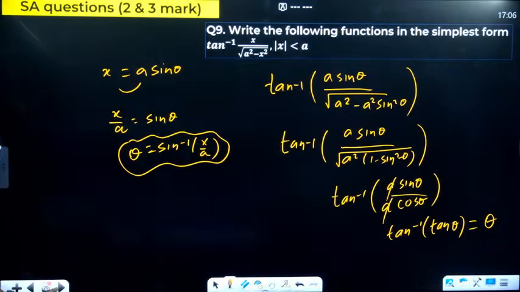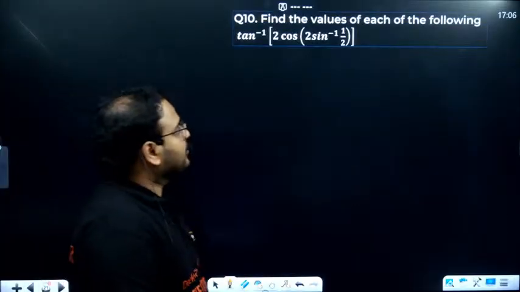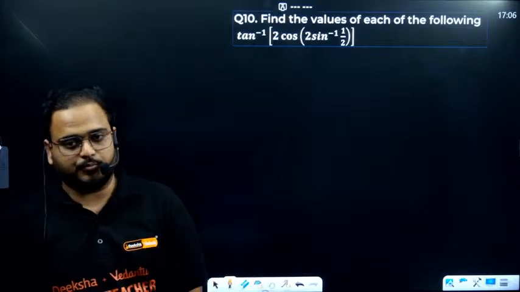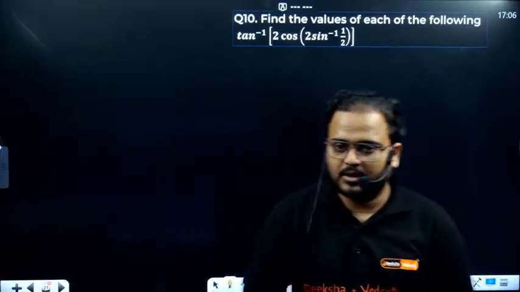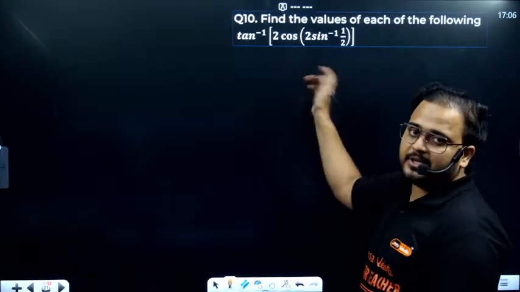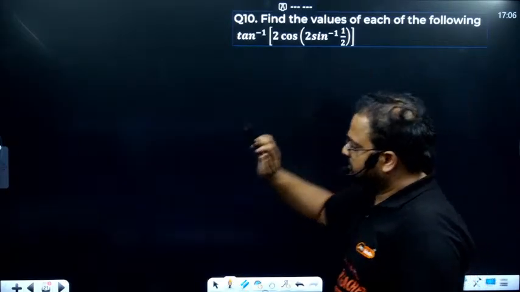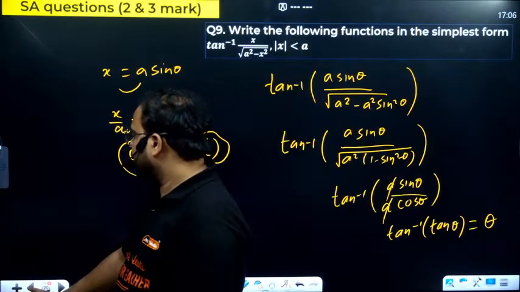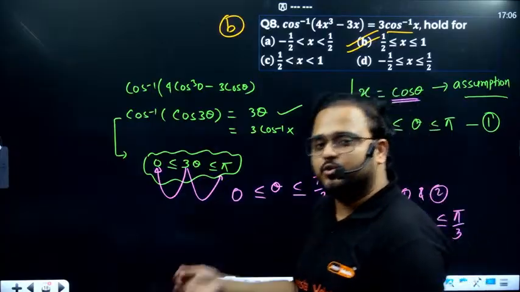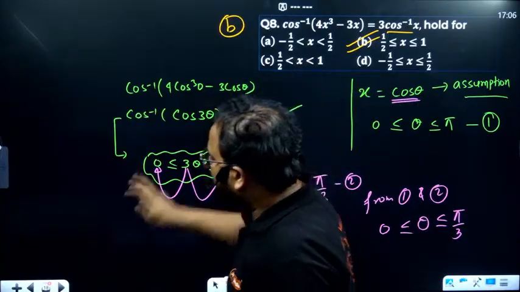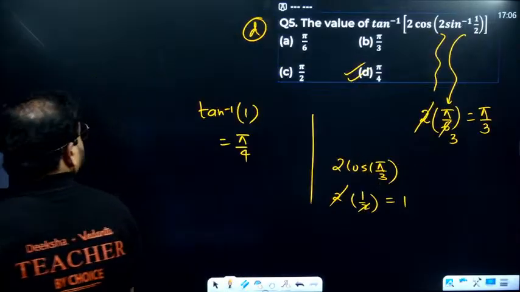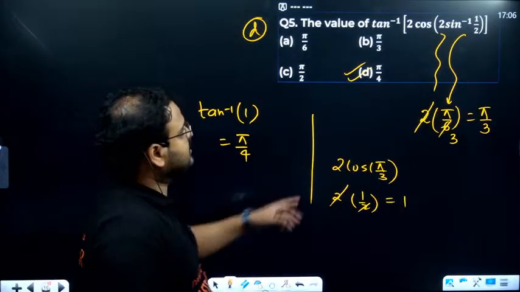Okay, moving on. Find the values of each of the following, which is tan inverse of 2 cos sine inverse of 1 by 2. Again, this is a 2 marker. So we have done this question right now. If you remember, this was a PYQ of 1 marker also. Some good MCQ questions are usually asked in 2 markers also. It means this question can actually be asked in 2 markers as well. Same question. Can you see that? What is the answer? Pi by 4.